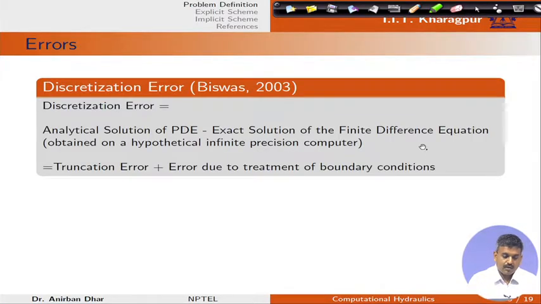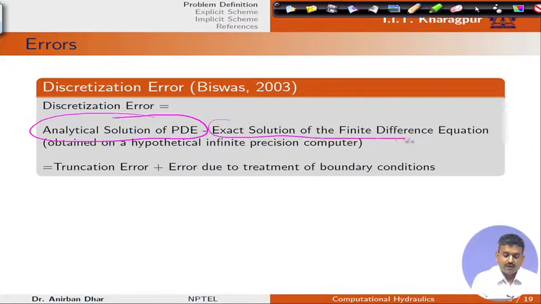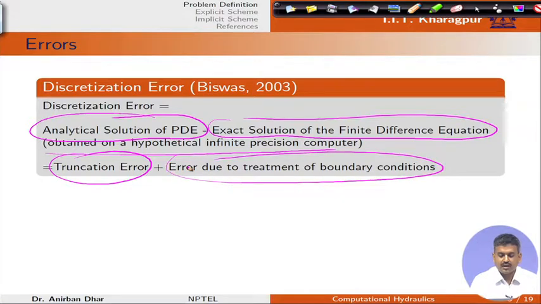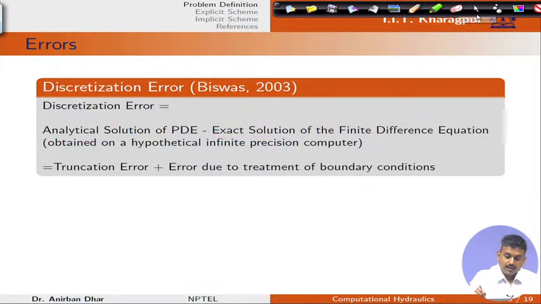Now, we have errors. We can define the discretization error as the difference between the analytical solution of the PDE, which is the closed form solution, and the exact solution of the finite difference equation obtained on a hypothetical infinite precision computer. This involves truncation error and error due to treatment of boundary condition.